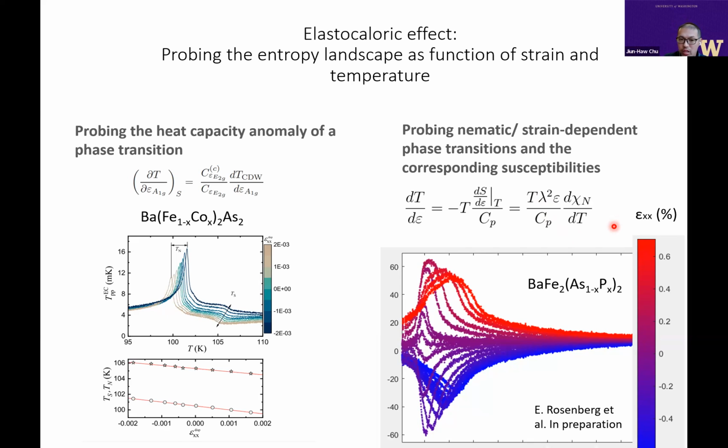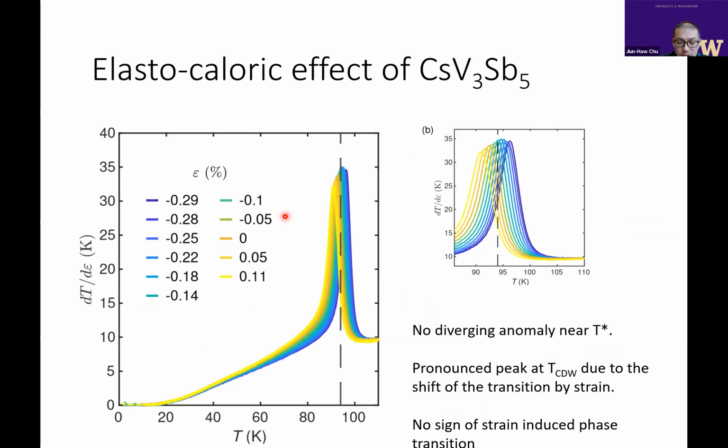In this case, if you stretch the sample, you're simultaneously inducing an A1G strain that will shift the transition temperature, but also an isotropic strain that, if there's any nematicity, will couple to that nematicity and give rise to this diverging response. So here are the results.